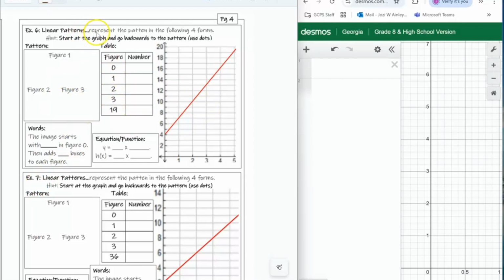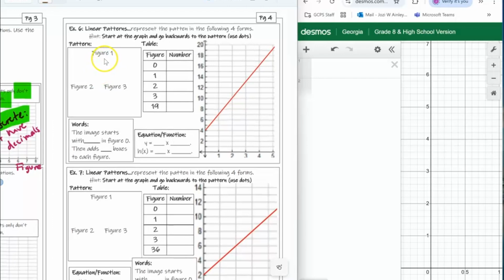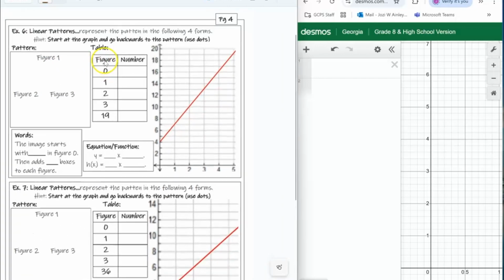All right, so we're looking at linear patterns, representing patterns in 4 forms. This time we don't have the pattern, we have the graph, and we're going backwards. The hint says, start at the graph and go backwards to the pattern. Use dots. Once again, from the previous video, why are we using dots and not this line? Because figures cannot have decimals. Therefore, they must be dots.